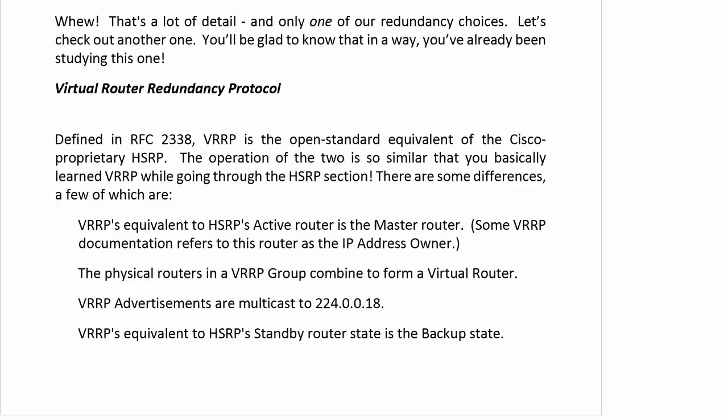But just like in HSRP, we've got physical routers. We put them in a group. They combine to form a pseudo router or virtual router. VRRP advertisements are multicast to 224.0.0.18, and VRRP's equivalent to the standby router state is the backup state. So with HSRP we have active and standby, and with VRRP we have master and backup.